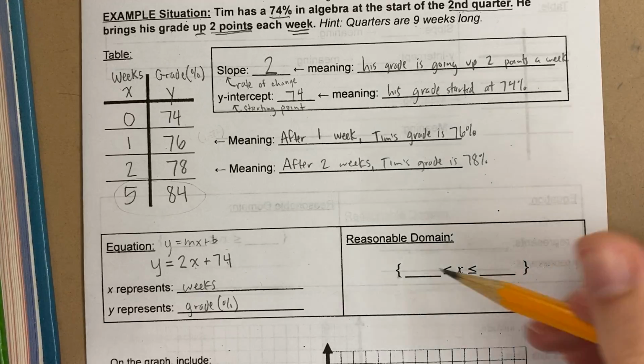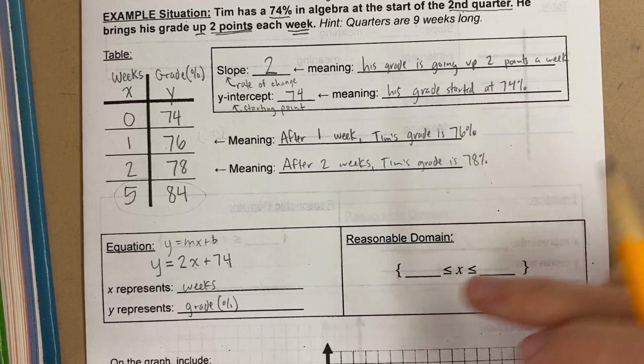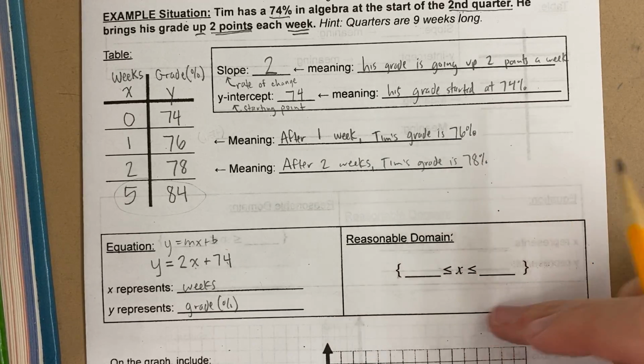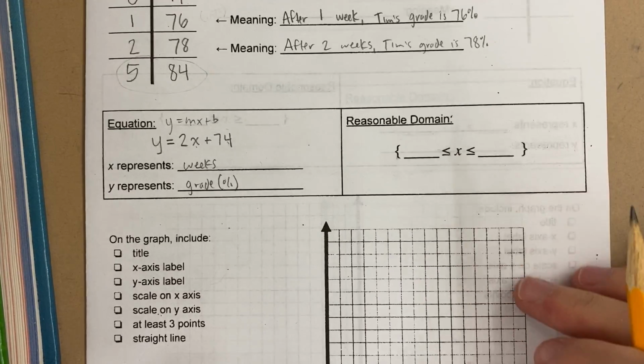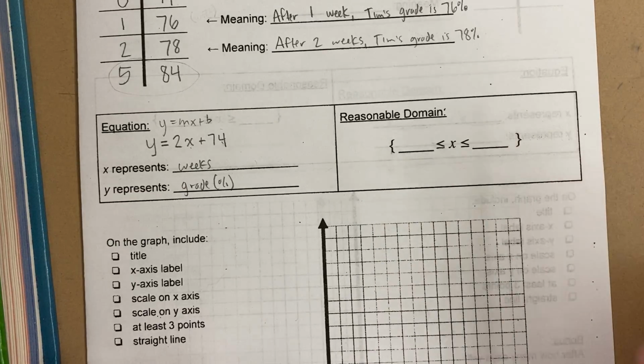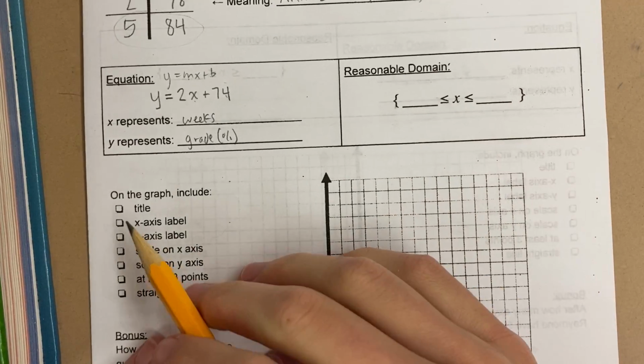Okay, now reasonable domain, we're going to come back to this. Let's graph this first because we're going to be able to kind of see on the graph, and we're going to talk about this reasonable domain because in real life, lines don't go on forever. Okay, now we're going to graph this.